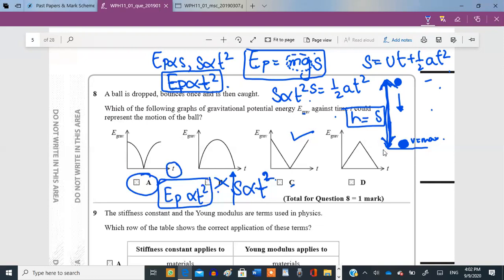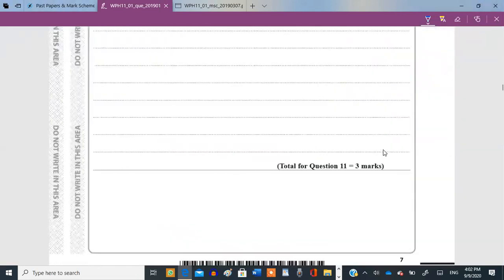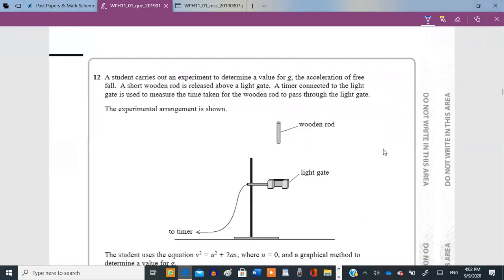13 part C. Wait, 12 part C. 12 part C. Okay, this is your 12.